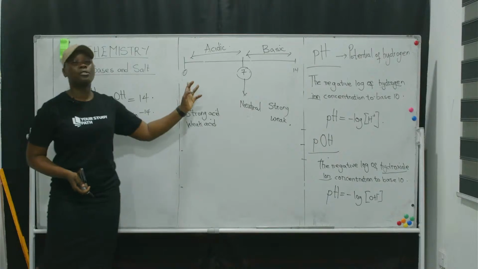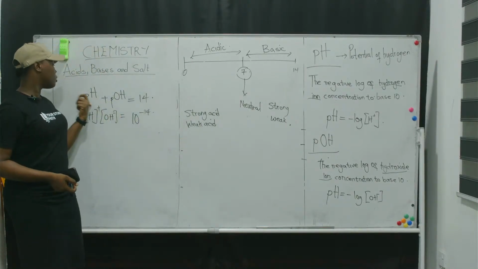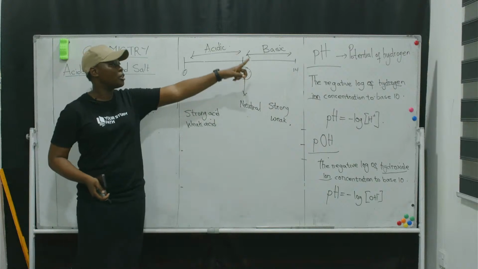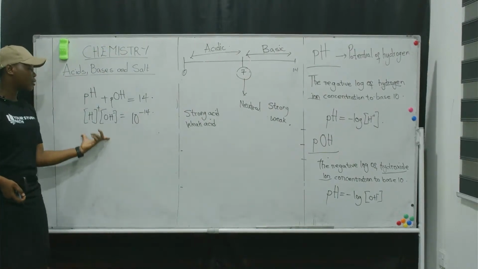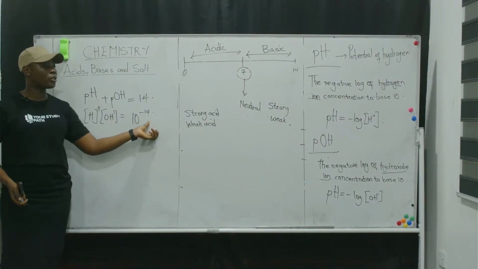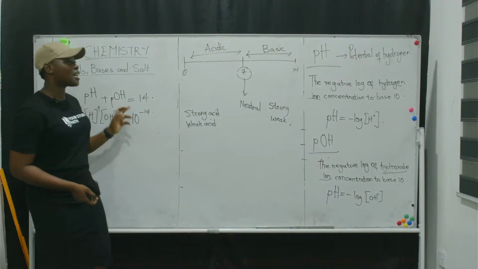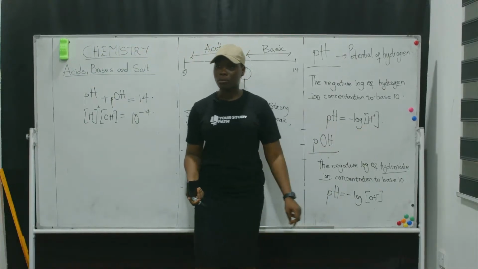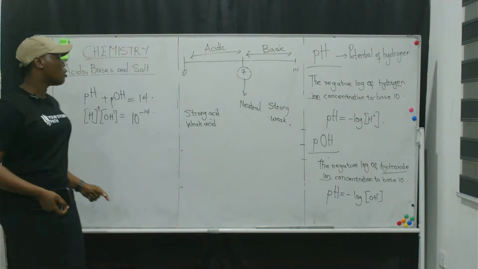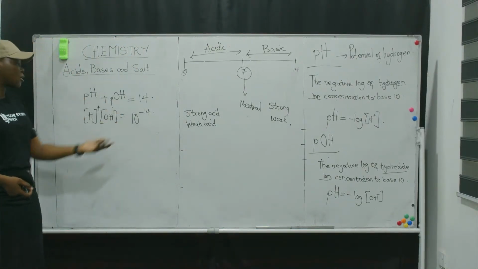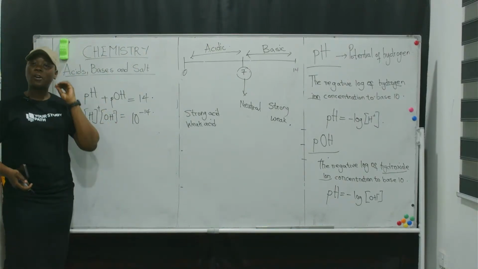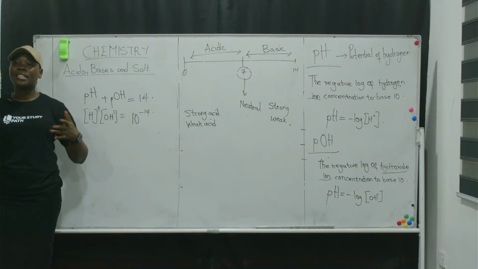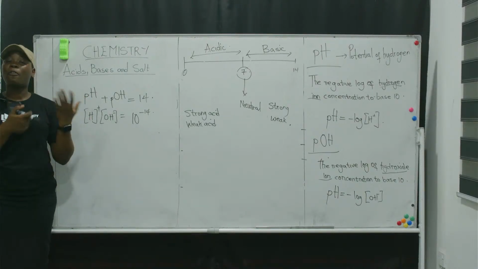Our scale is 0 to 14. So the potential of hydrogen and the potential of hydroxide will give 14, whereas the concentration will give 10 raised to minus 14, because this is as a result of the minus log. And so anytime we are asked to calculate and we are given a concentration, the first thing to determine is what type of acid it is, or what type of base it is.